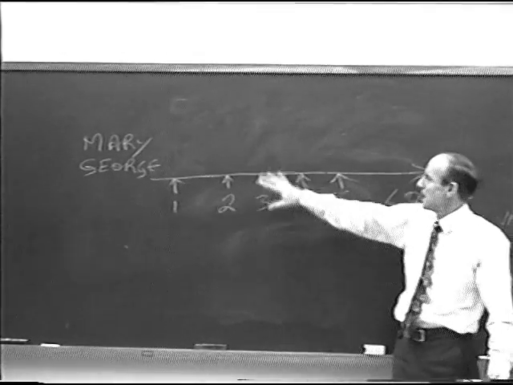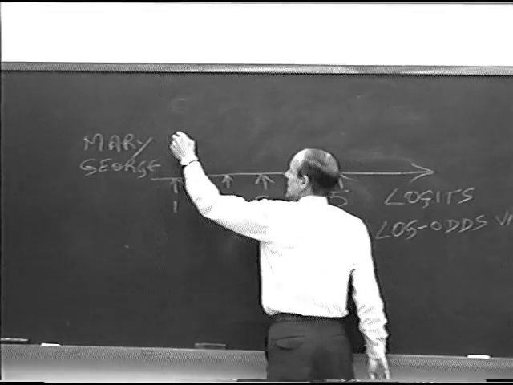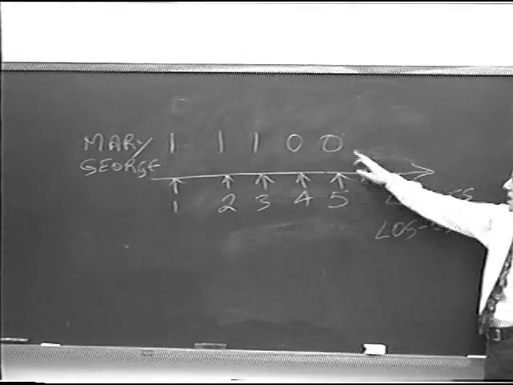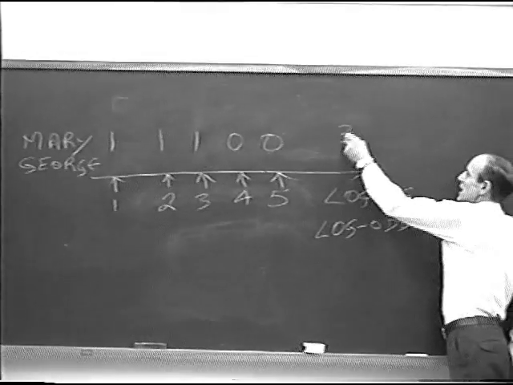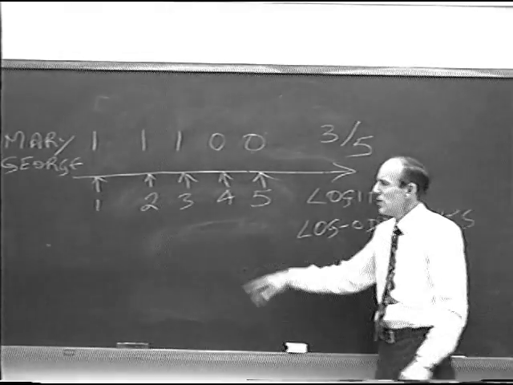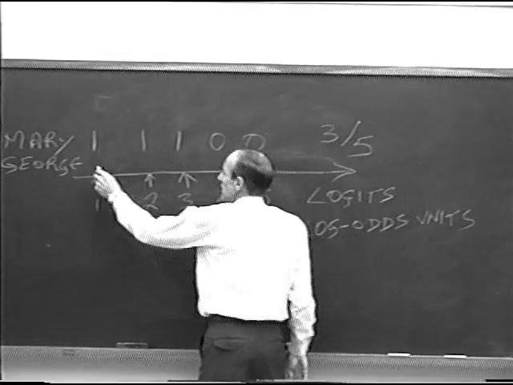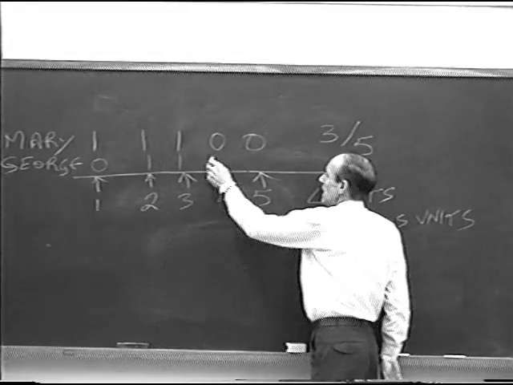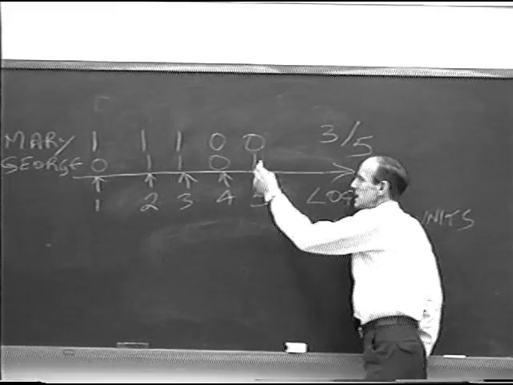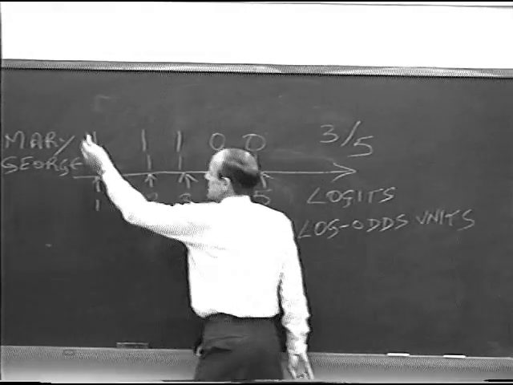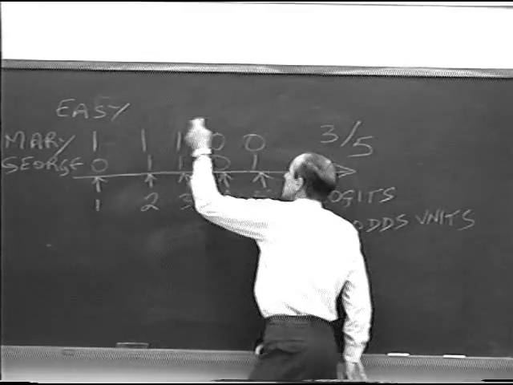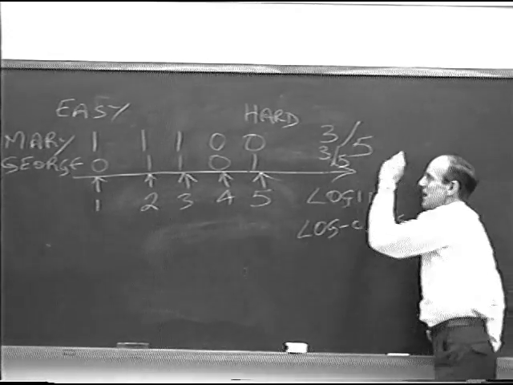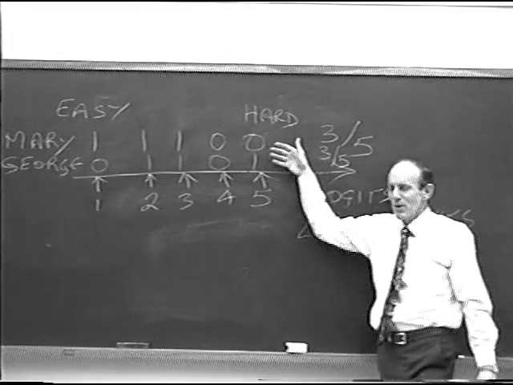Now Mary does what we expect. She succeeds on the easier items and fails on the hard items, so that her raw score is 3 out of 5. George does something a little different. He fails on the easiest item, he succeeds on a couple more items, fails on the 4th item, and succeeds on the hardest item. This is the easy end, and this is the hard end, and his raw score is also 3 out of 5.